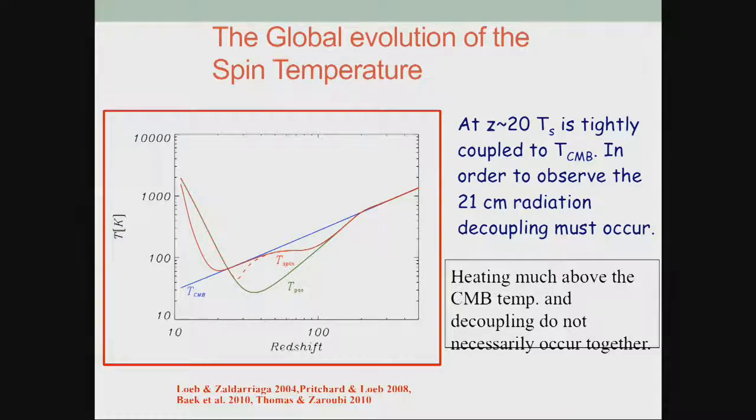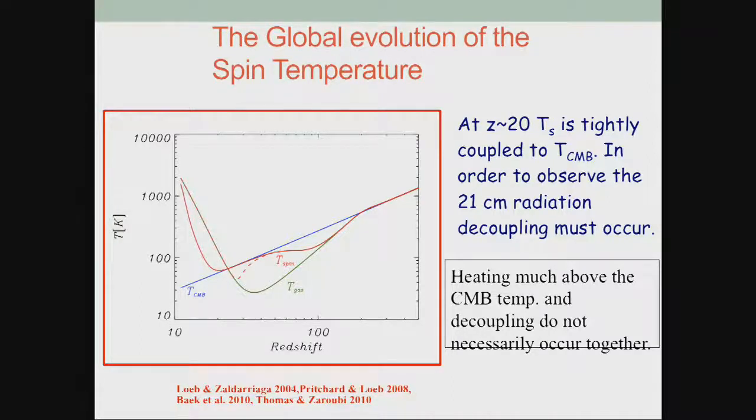The poor spin temperature is torn apart. You know, the gas wants it, and the CMB wants it. And the question is, which one wins? At high redshift, they are both the same, so the spin temperature has an easy life. It's the same temperature as the rest.